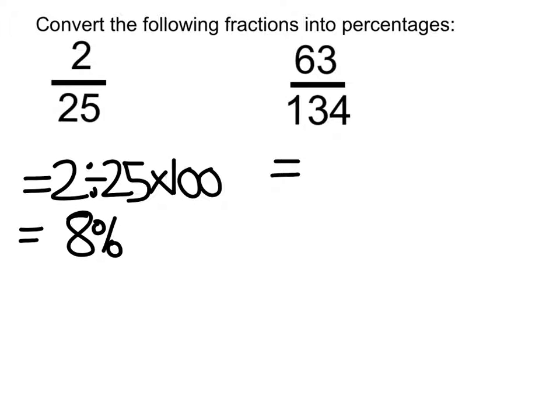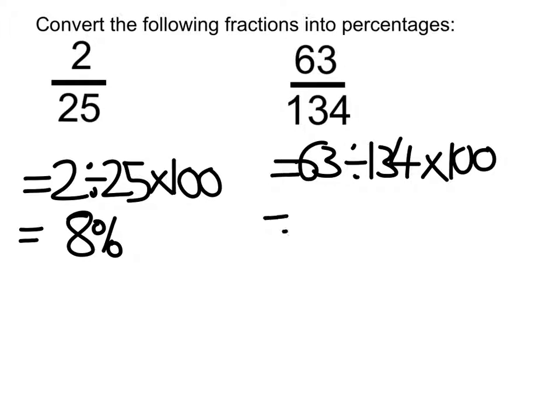Let's do the second question. So we take the top number, 63, divide it by the bottom number, 134, and then times by 100. If I put that in my calculator, for this one, I'm going to get something with quite a lot of decimal places, so I'm just going to give it to one decimal place, and it is 47.0%. So that was top number divided by bottom number times 100.